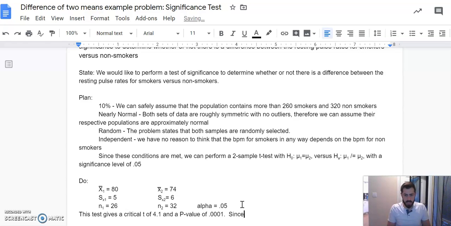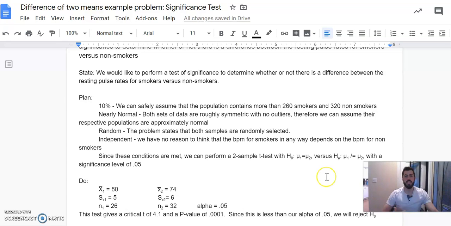So, since this is less than our alpha of 0.05, we will reject the null hypothesis. And there you go. That's that.